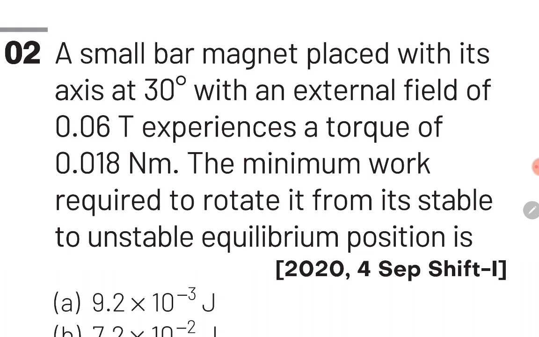Guys, this formula is given by work done is equal to mB into (cos theta 1 minus cos theta 2). In this case, in the stable equilibrium position theta 1 will be 0 degrees, and in the unstable equilibrium position theta 2 will be 180 degrees. So this is the main concept of this question. Let's observe this in the solution in the next slide.